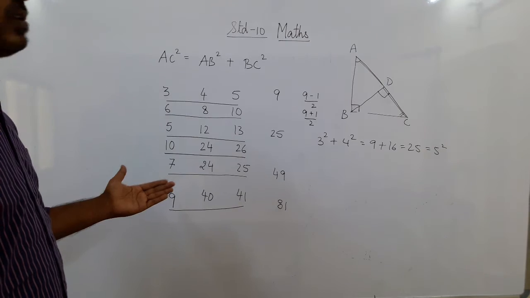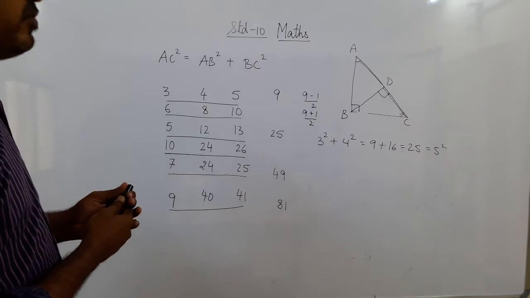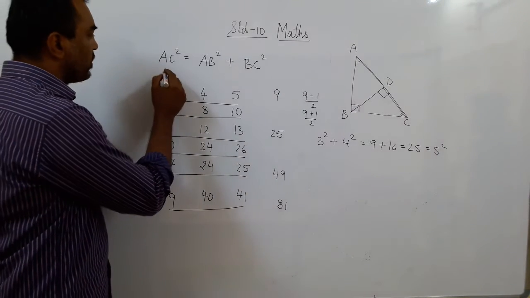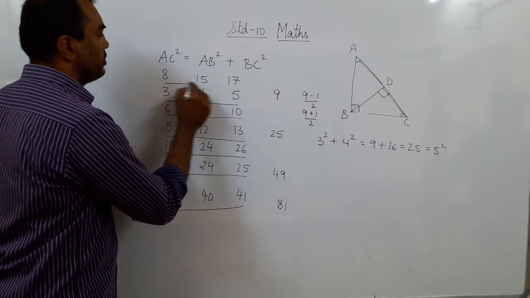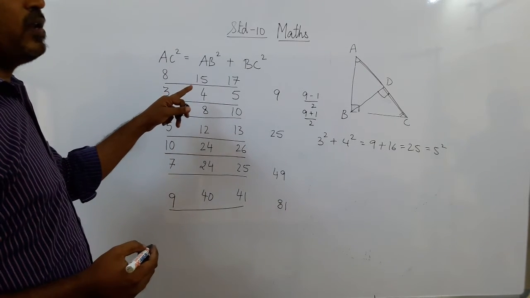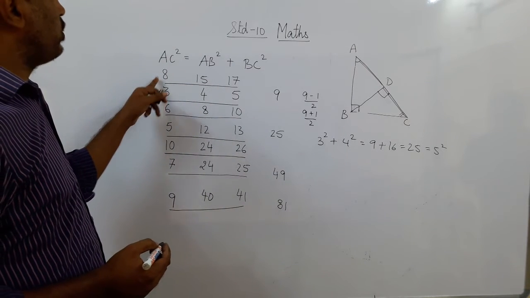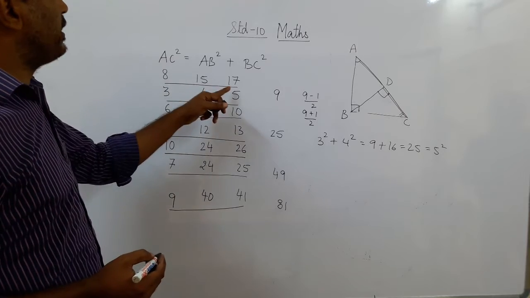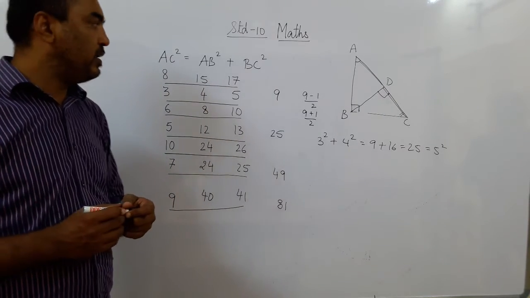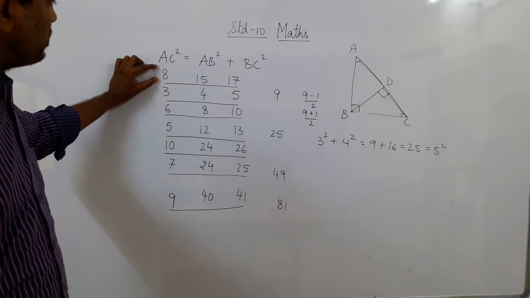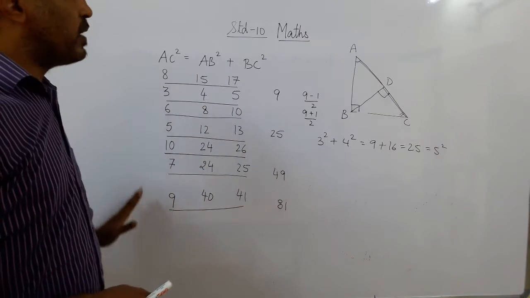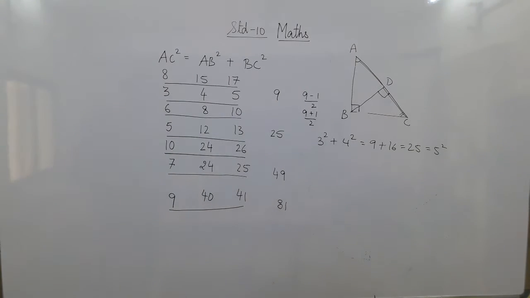There are some triplets which do not follow this rule. The ones which do not follow this rule are 8, 15 and 17. 15 square is 225, 8 square is 64, and 225 plus 64 is 289, which is 17 square. So this is an easier way to remember Pythagorean triplets. I hope you understood the Pythagorean triplets and the Pythagoras theorem.